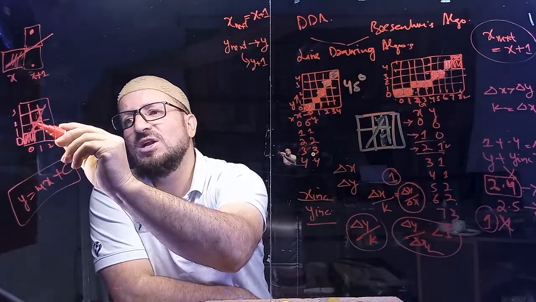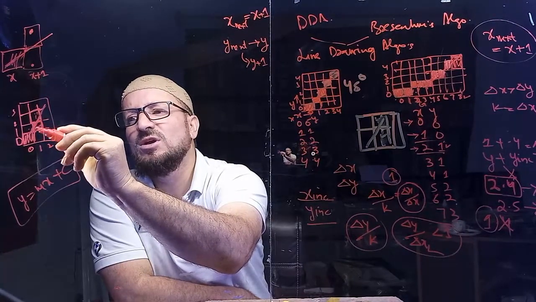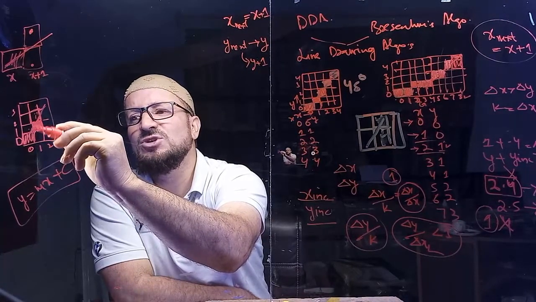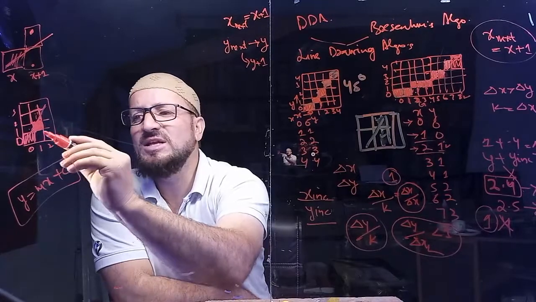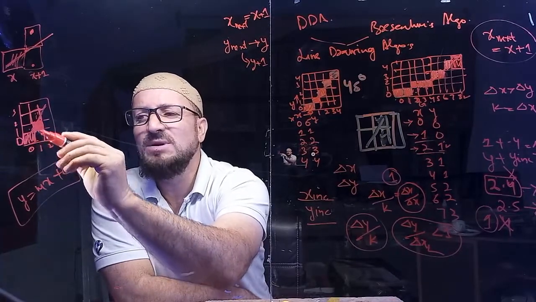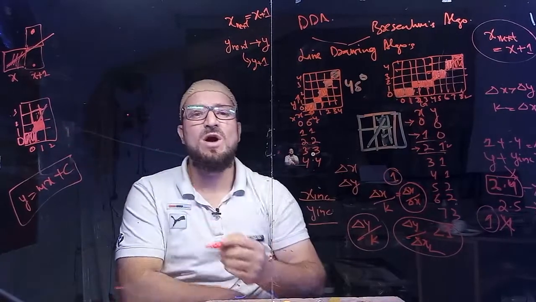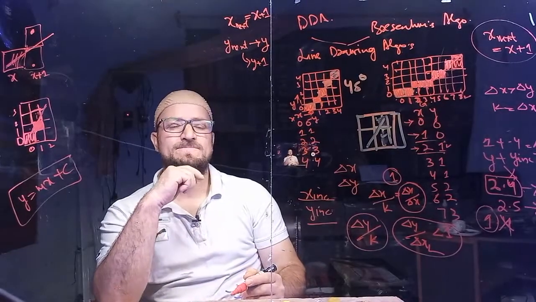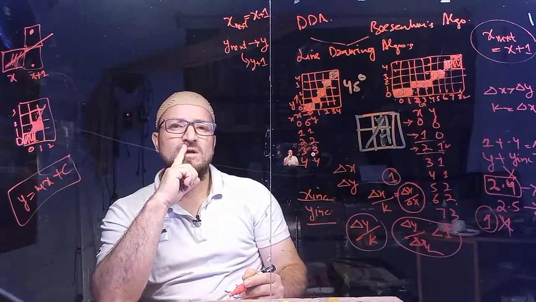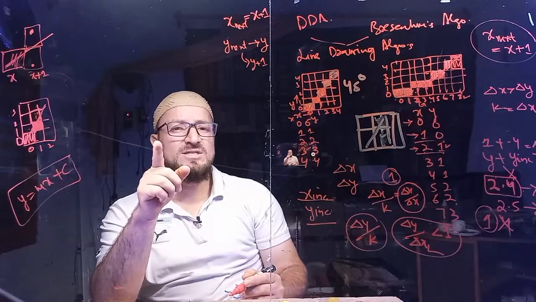Say for example it is closer to the center of this pixel, then I should color this pixel. That means all the time I'm incrementing x, but whether I am incrementing y or not is to be seen. Do you understand? So that is the second point.